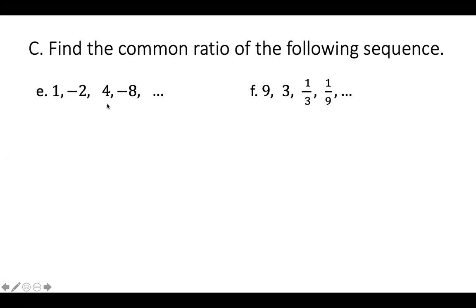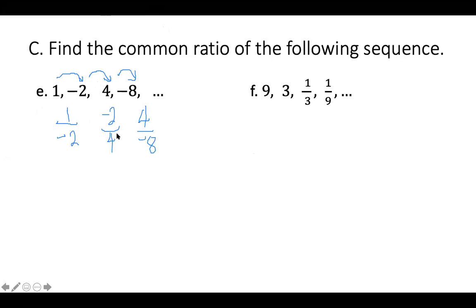Now let's find the common ratio in letter C of the following sequences. So let's solve letter E. Here, let's use the first number as the numerator and the second number as the denominator. So we have 1 over negative 2, and this one is negative 2 over 4, and this one is 4 over negative 8.